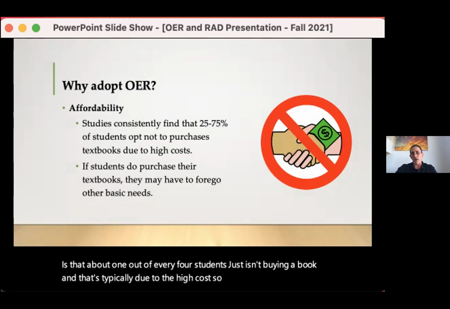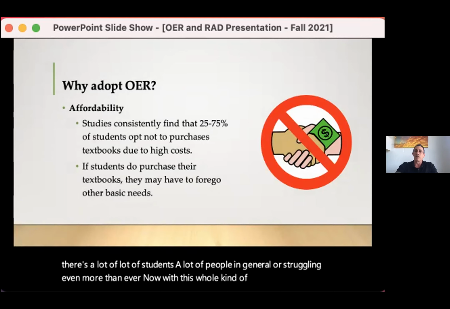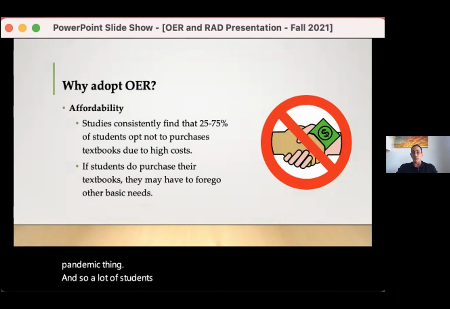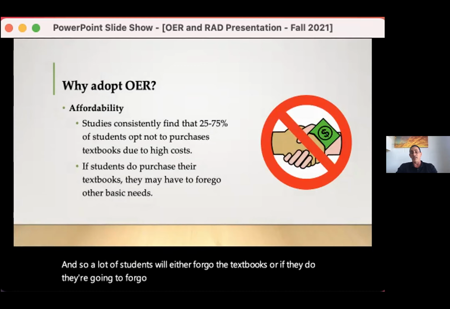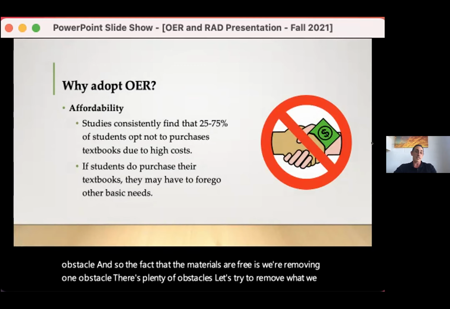And in cases where they do, a lot of students, a lot of people in general, are struggling even more than ever now with this whole COVID pandemic thing. And so a lot of students will either forego the textbooks, or if they do, they're going to forego something else. And that's not good. That's an obstacle. And so the fact that the materials are free means we're removing one obstacle. There's plenty of obstacles. Let's try to remove what we can for student success.